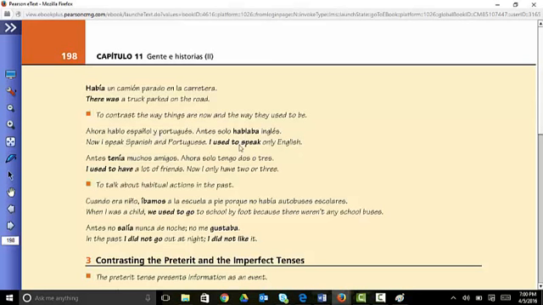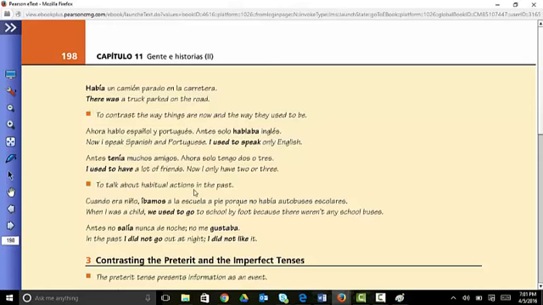And whenever you can translate something as "used to," it is imperfect. Antes tenía muchos amigos, ahora solo tengo 2 o 3. So before I used to have a lot of friends, now I only have 2 or 3. So whenever you're saying used to have, used to do, used to dance, that's going to be imperfect.